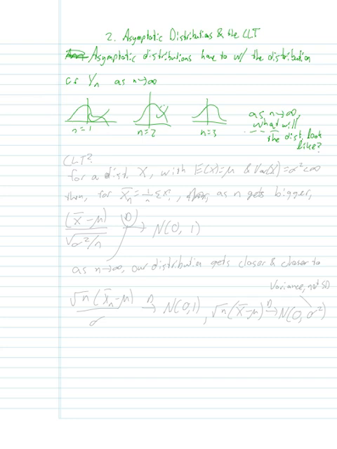Our main tool for tackling the asymptotic distribution will be the central limit theorem. So what is the CLT, you may be asking? For a distribution x, right, with expected value of x equaling mu and variance of x equal to sigma squared, which is less than infinity, right? So both the first and second moments have to be finite.